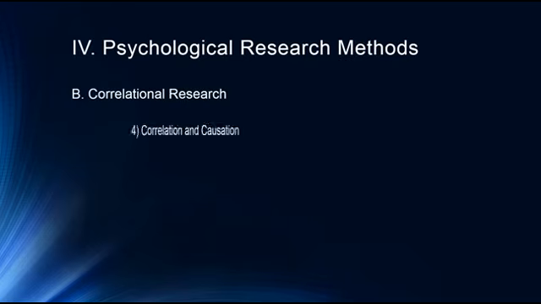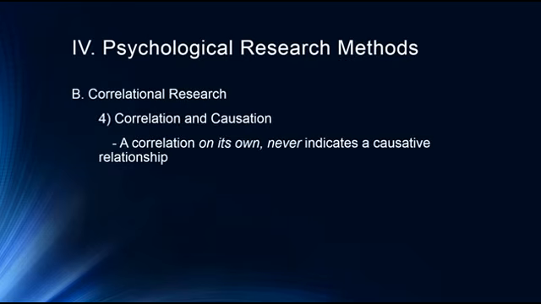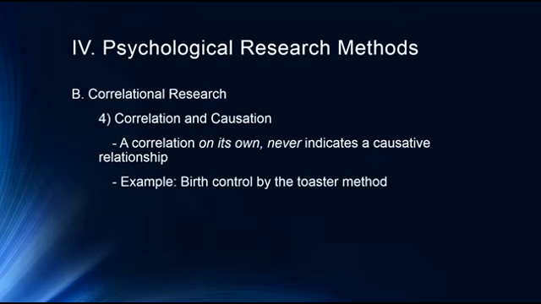So, one of the most important things to understand about correlation coefficients and correlational research is a correlation on its own never indicates a causative relationship. To give you an example, this comes from Keith Stanovich's book, How to Think Straight About Psychology. It's a terrific book. It's been used in a number of different courses that I've been involved with, both as a teacher and a student.